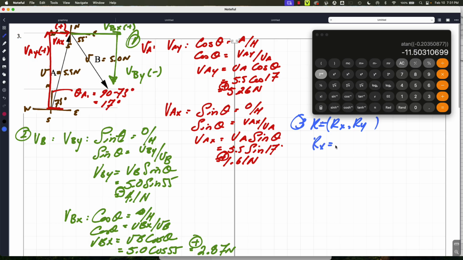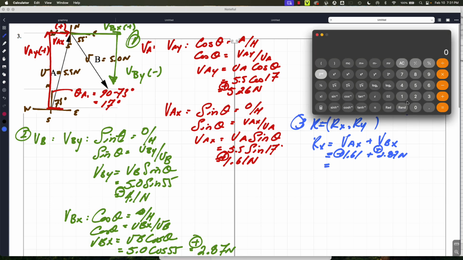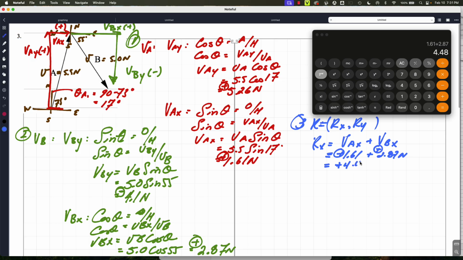Rx is just vector A's x component plus vector B's x component. The value of VAX is 1.61 because it moves off to the right, plus 2.87 because it also moves to the right. So here's the 1.61 and here's the 2.87. The sum is 1.61 plus 2.87. That makes positive 4.48 newtons to the right.